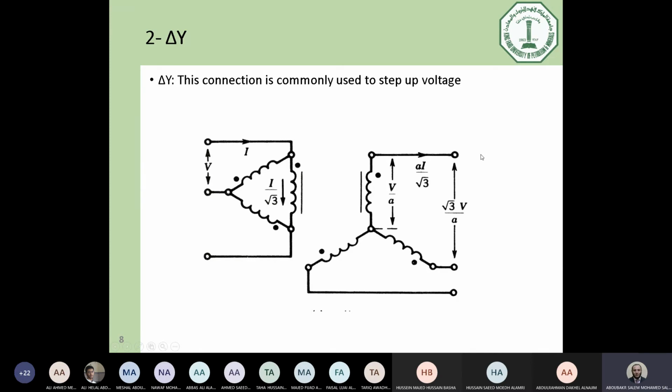Okay, Shabab? Is it clear? Is there any problem regarding the two connections? Okay, good.